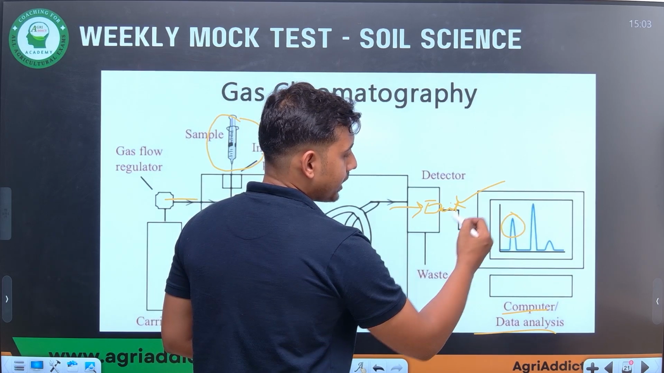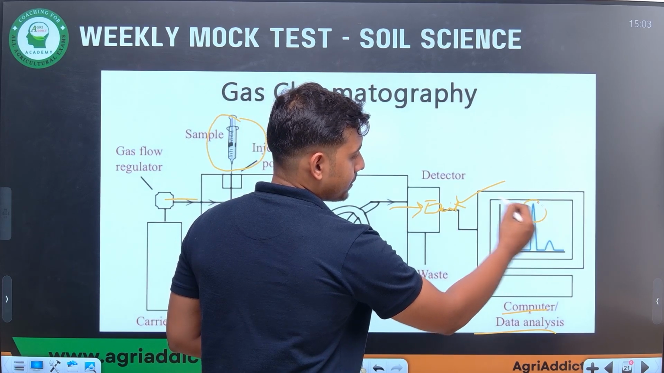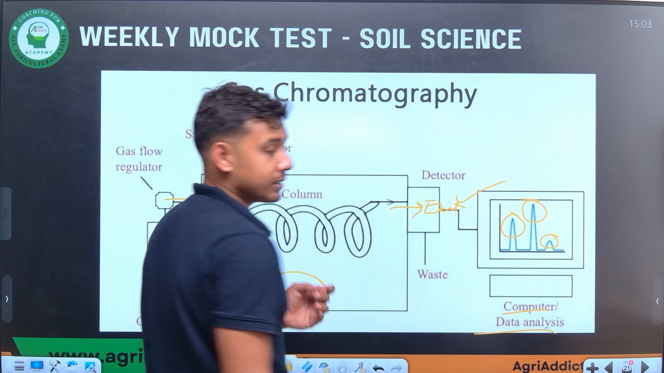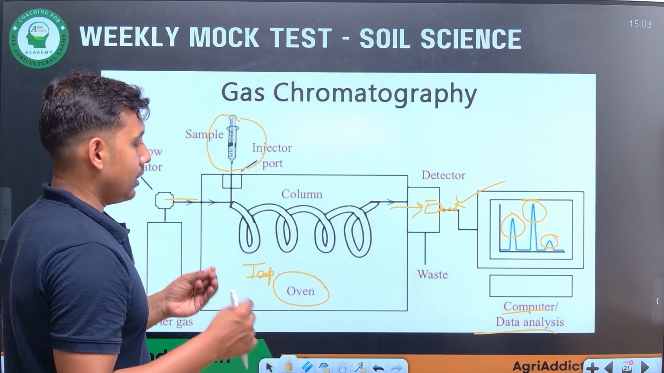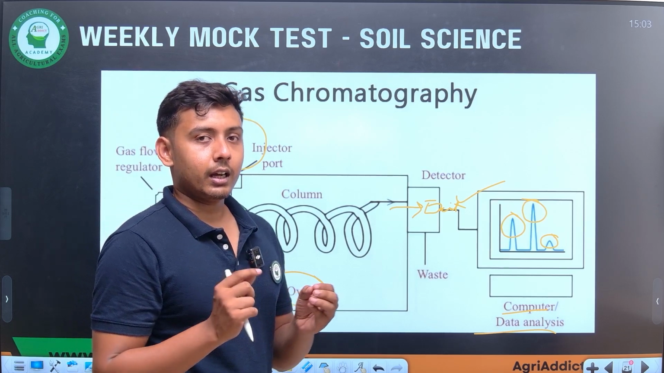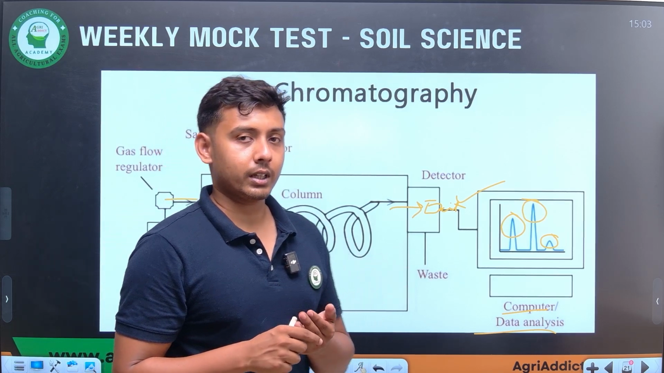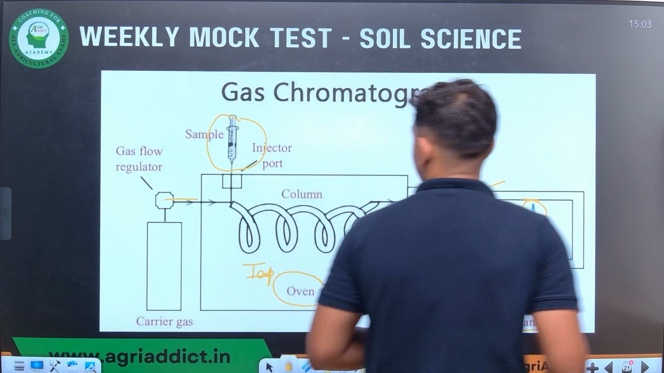It will give this peak, then after some time we get this peak, then after some time we'll get this peak. So by this peak or by this analysis we will get which kind of components were there, and also the concentration we can get in that. It is a separation type of technique.